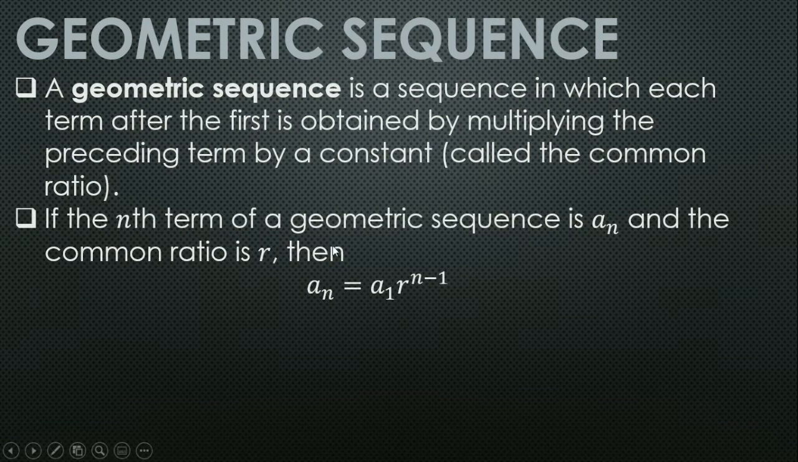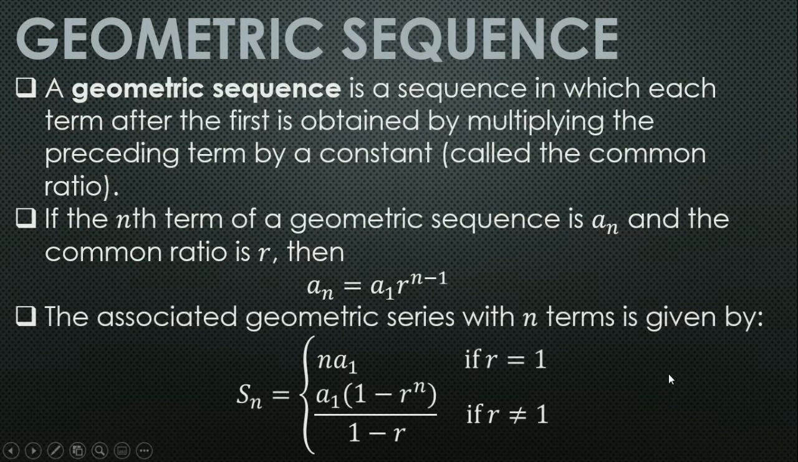If the nth term of a geometric sequence is a sub n and the common ratio is r, then the formula is a sub n is equal to a sub 1 times r raised to n minus 1. The associated geometric series with n terms is given by this formula. S sub n is equal to n times a sub 1 if the ratio is 1, and a sub 1 times 1 minus r raised to n all over 1 minus r if the ratio is not equal to 1.